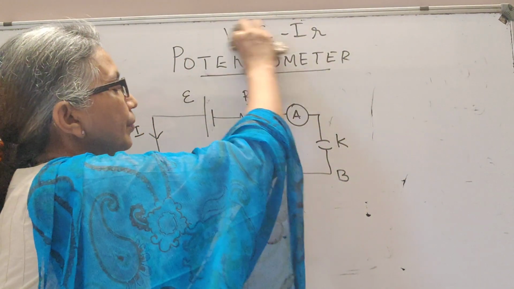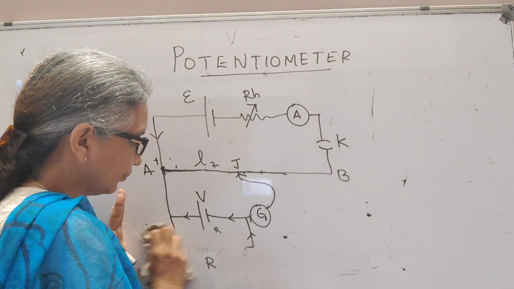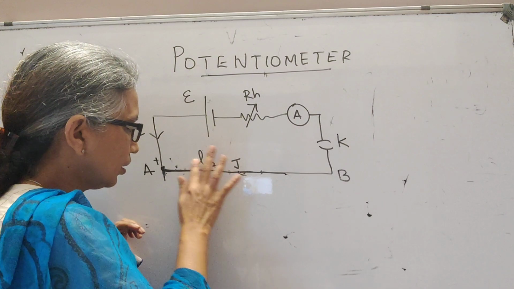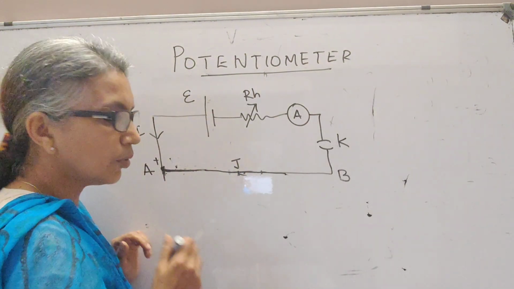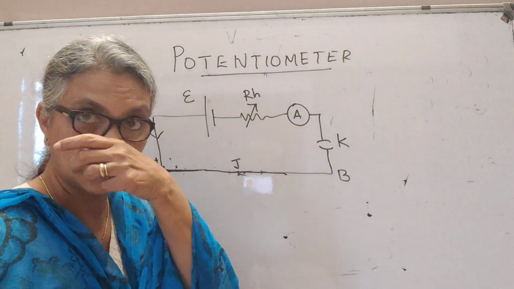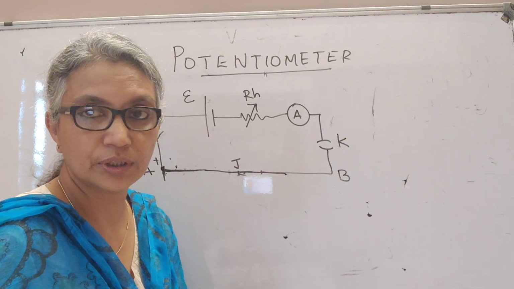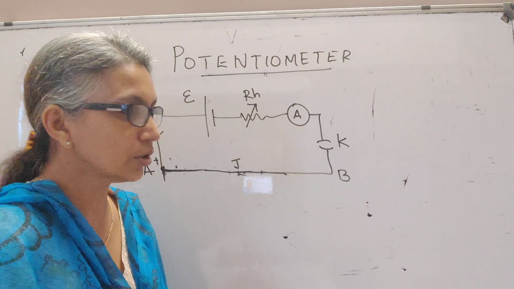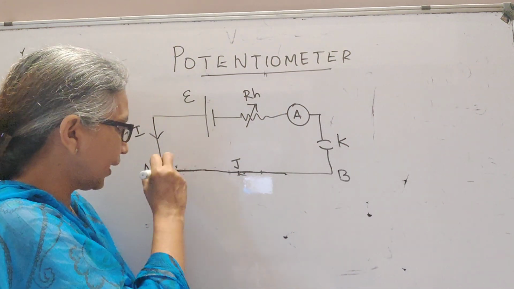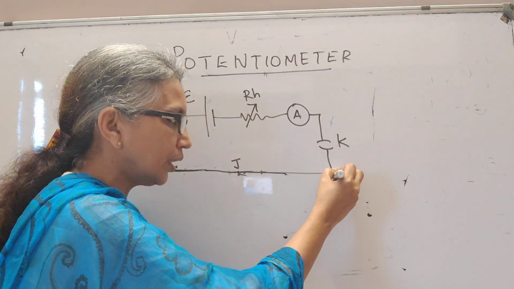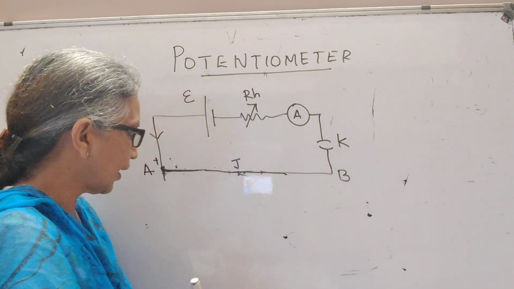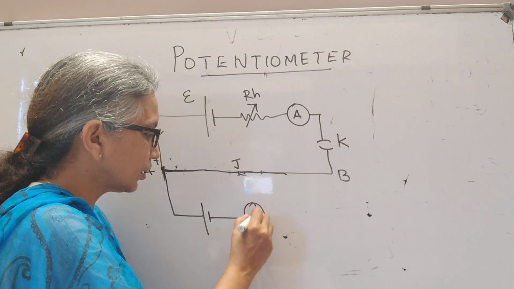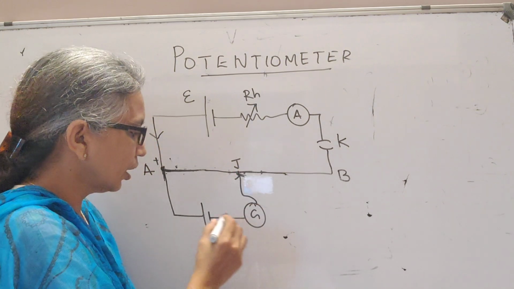First of all, remember, as you get into the lab, the moment you get into the lab, you will be asked to make your connections. Once you make your connections, your teacher will ask you to hold the jockey at end A and at end B and check your galvanometer, that is, you have this cell connected here to the galvanometer and to the jockey.